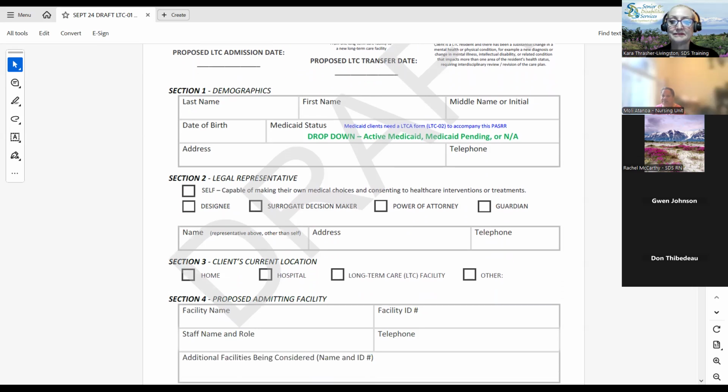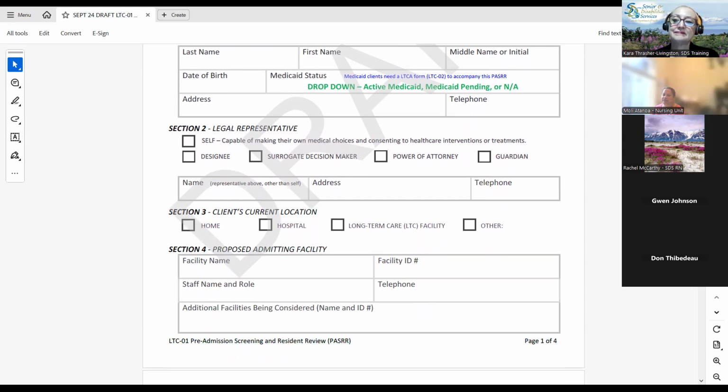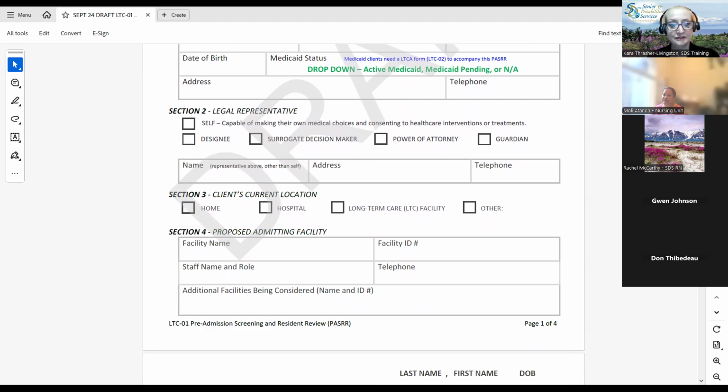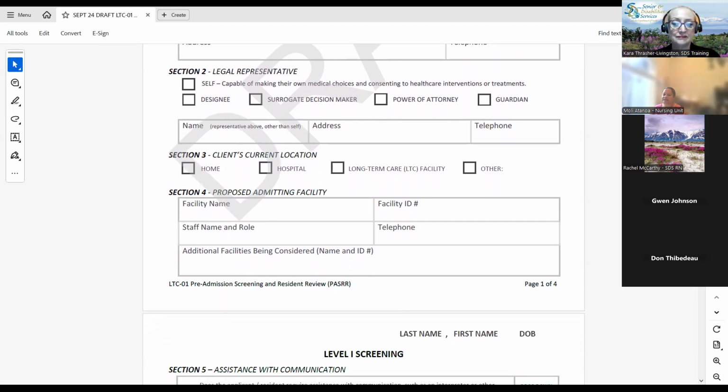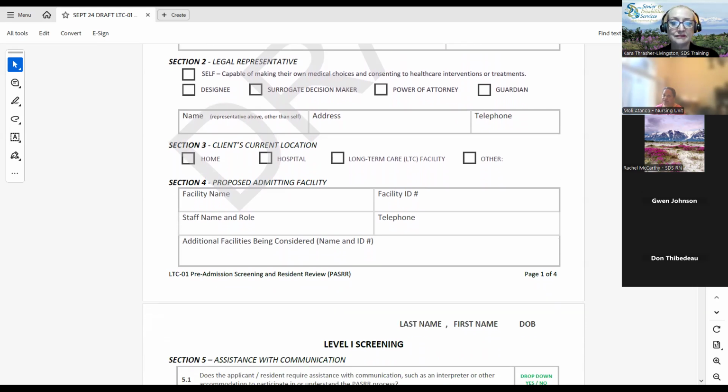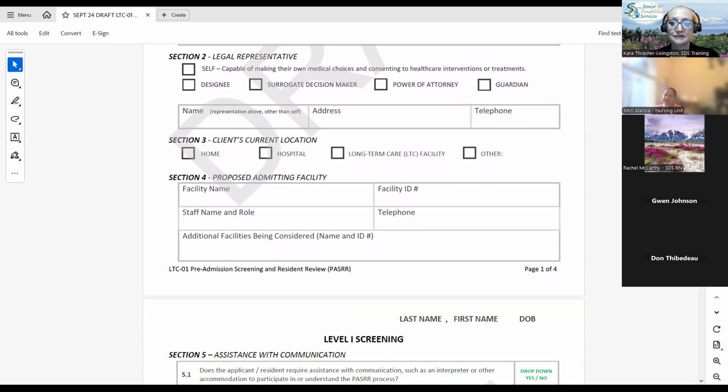Section 3, your current location. Section 4, looking at the proposed admitting facility. Again, we understand that initially it may start off with considering multiple facilities. But again, we're looking at what the most likely facility is going to be, as well as including the list of other facilities that are being considered.